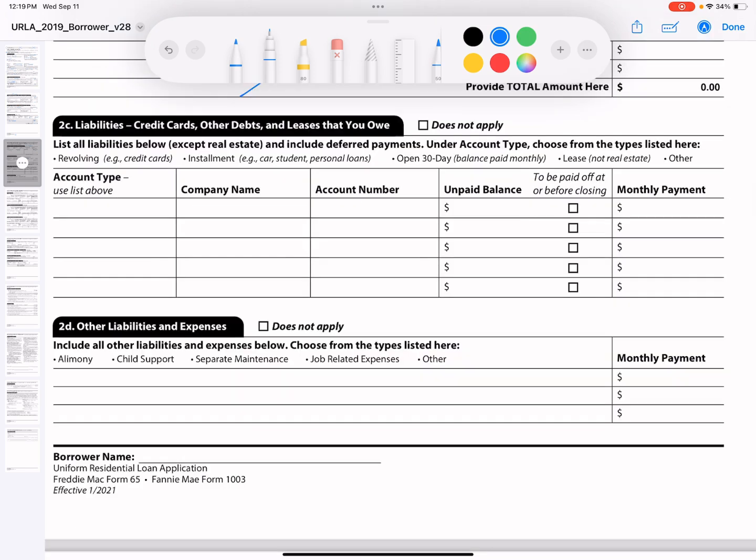Liabilities, credit card, other debts, and leases that you owe. Don't take this section that seriously because they are not going to rely on what you put here anyway. This is going to be filled out by the credit report that they pull on your behalf. So any credit cards, any auto loans, anything that's on your credit, you can put it here. Again, I don't take it that seriously because they are not going to trust what you write here anyway. They're going to pull your credit report and they're going to fill out this section 2C liabilities all on their own.